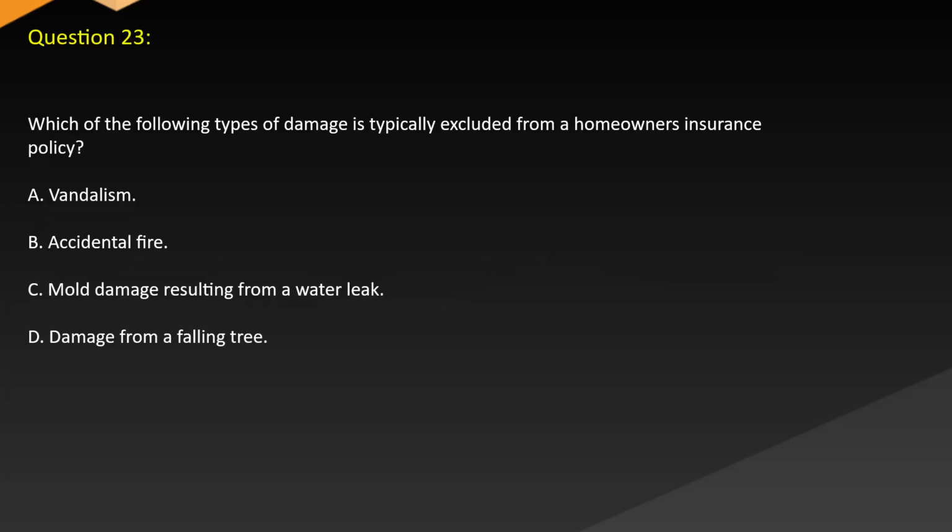Question 23. Which of the following types of damage is typically excluded from a homeowner's insurance policy? A. Vandalism. B. Accidental fire. C. Mold damage resulting from a water leak. D. Damage from a falling tree.